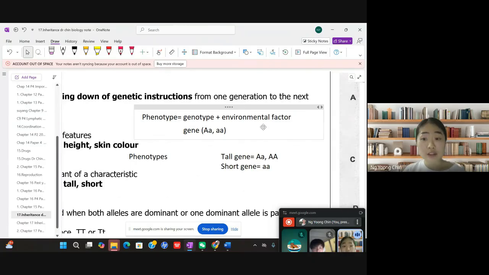So the factor will be the nutrition or the exercise. For example, even though the person carries a tall gene, they don't have enough nutrition supplied to them, and also they didn't do exercise, okay? So even though they have the tall gene, they are unable to express their tall gene. So they will still remain short in the phenotype.